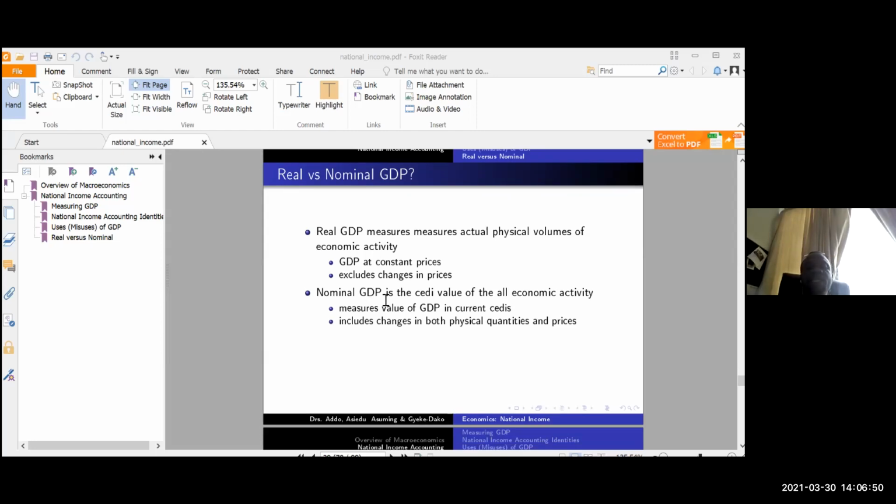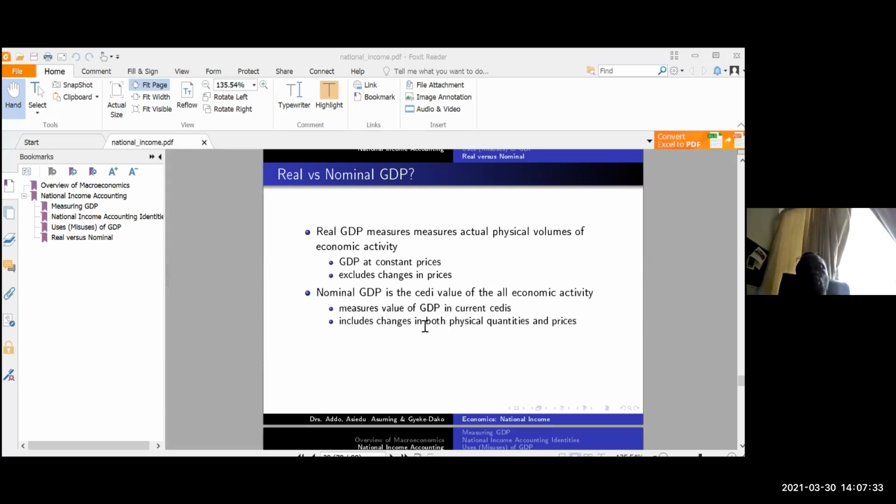Nominal GDP, on the other hand, is the cedi value of all the economic activities. It measures the value of GDP in current prices. So the value of all the products that we produced in Ghana in 2020, what is the value in 2020 prices? So it's in current prices, while real GDP is in constant prices. In real GDP, you're keeping prices constant. For nominal GDP, we are not keeping prices constant. What is the price today, times the output you produce today, what is the value today?